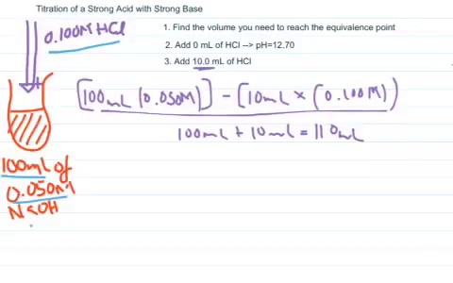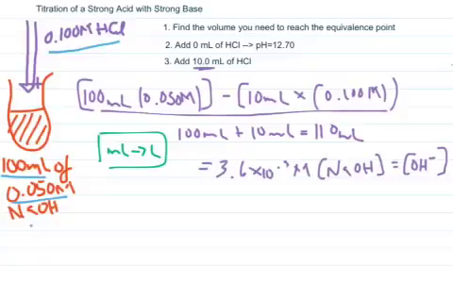So we have 100 milliliters plus 10 milliliters to give us 110 milliliters. Now, don't forget to convert your milliliters to liters because it's a molarity problem. I'm just going to keep it in milliliters just to not confuse you, but please remember you need to convert your milliliters to liters, so don't forget. Alright, so this will give me 3.6 times 10 to the minus 3 molarity of NaOH, which also equals the hydroxide.